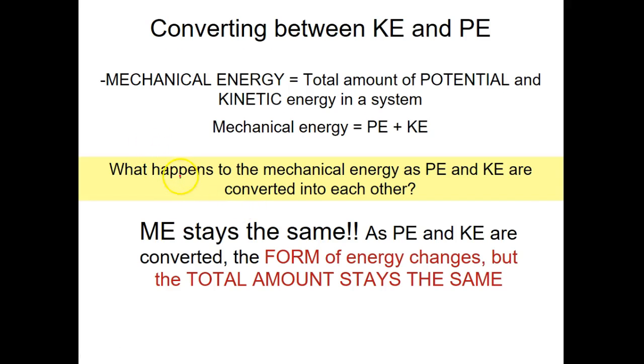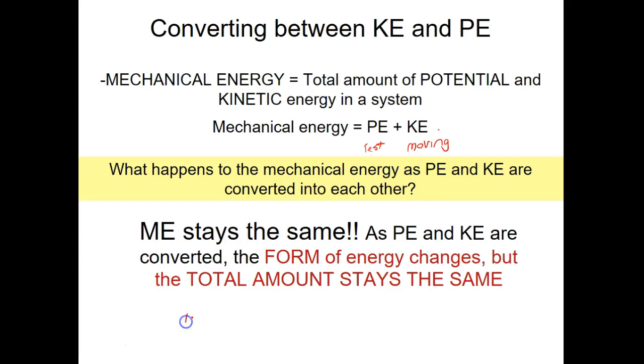Okay, so if we convert between kinetic and potential, we have something called mechanical energy, which is just the total amount of potential and kinetic energy in a system. So we can use this equation: mechanical energy equals PE plus KE, which is the combination of kinetic and potential, or the combination of rest and moving energy. So what happens to the mechanical energy as PE and KE are converted into each other? Mechanical energy stays the same. As PE and KE are converted, the form of the energy changes, but the total amount stays the same.